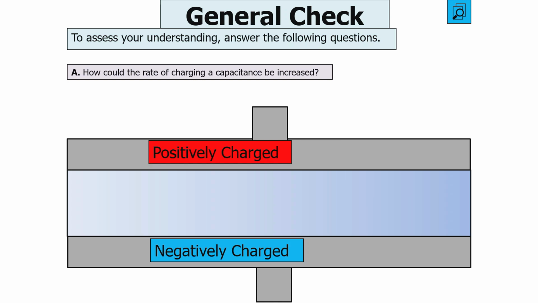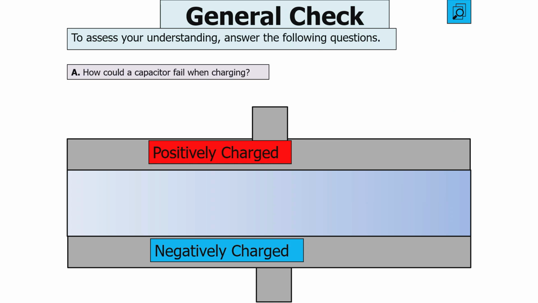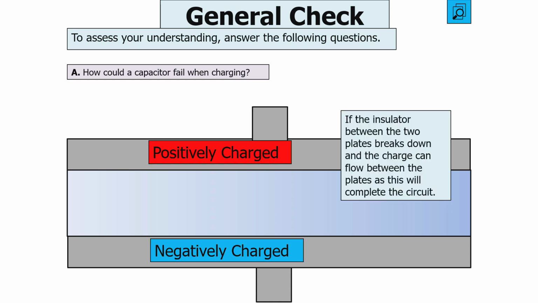How could the rate of charge in a capacitor be increased? The rate of charging could be increased by having a larger charge flowing or by decreasing the resistance of the circuit. How could a capacitor fail when charging? If the insulator between the two plates breaks down and the charge can flow between the two plates, as this will complete the circuit.